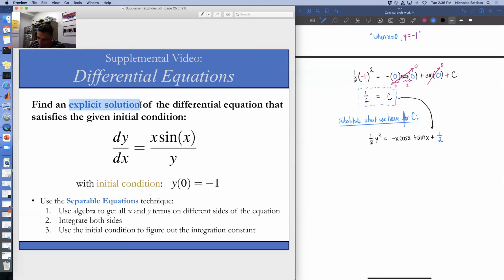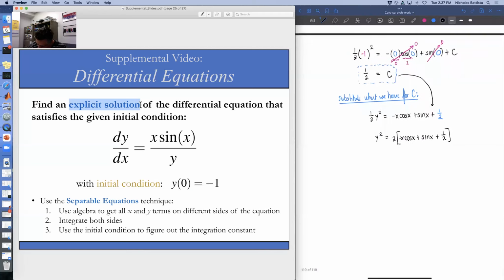So we get to do a little bit of algebra here. Multiply both sides by 2 to try and get y by itself. So we have 2 times the quantity minus x cosine of x plus sine of x plus 1/2. We have to be careful with parentheses and brackets and everything here. Again, that's a minus sign in front because that 2 is going to multiply everything on that right-hand side.